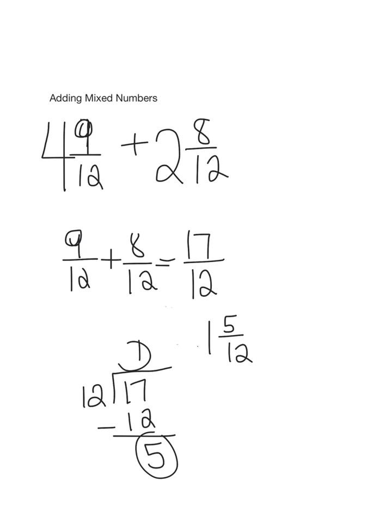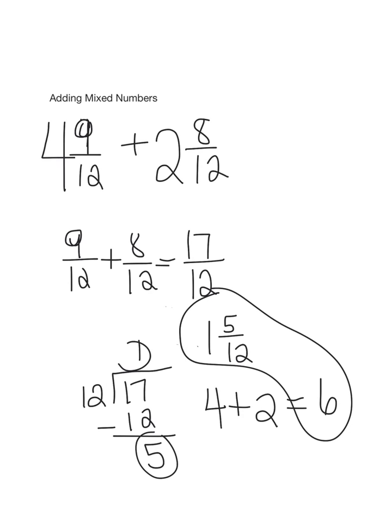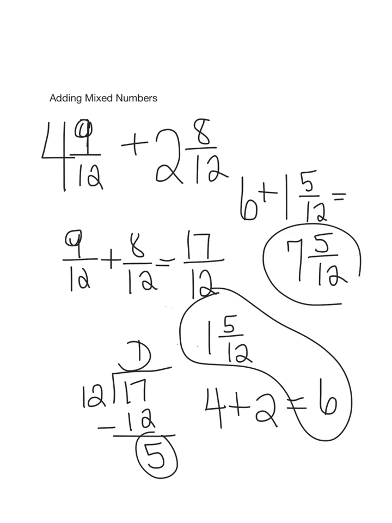And now I know that I need to finish by adding the whole numbers. 4 plus 2, which gives me 6. And I need to combine my two sums together. So 6 plus 1 and 5/12. And that gives me a total sum of 7 and 5/12. And that's it.